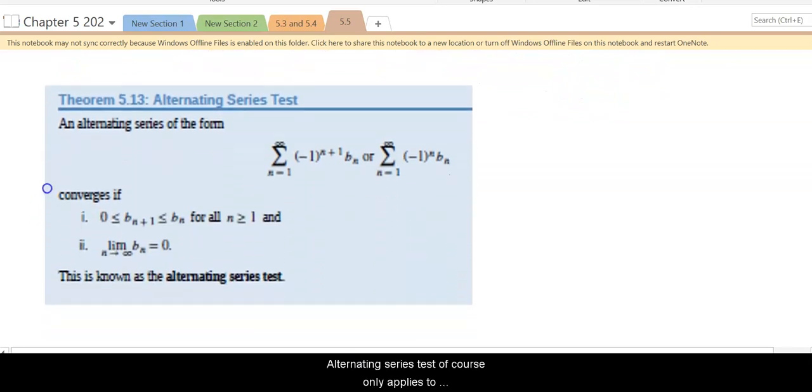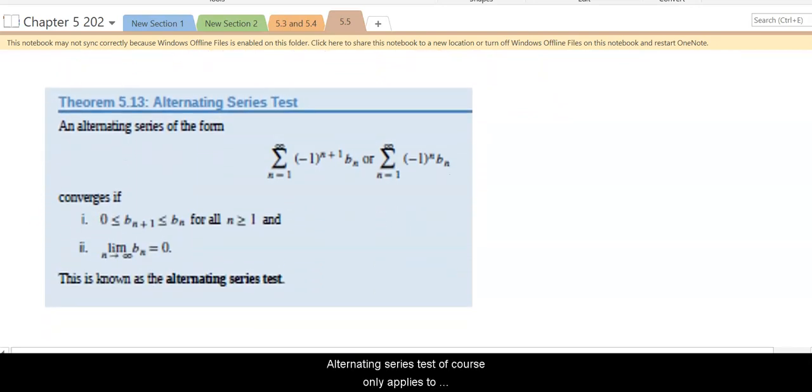The alternating series test, of course, only applies to alternating series. That means that every other term must be positive and every other term must be negative. That means that two successive terms must have different signs. This means you can separate the -1 to the nth power or -1 to the n plus first power from the rest of the formula that produces the sequence, the b sub n, sometimes written as a sub n.